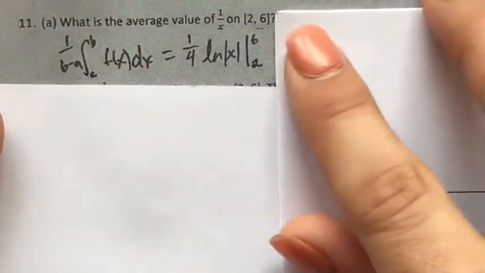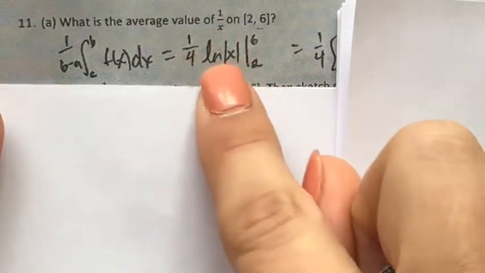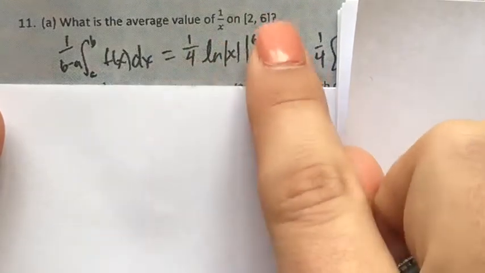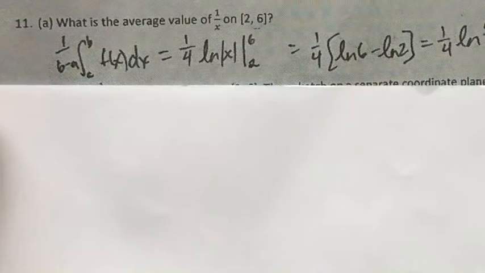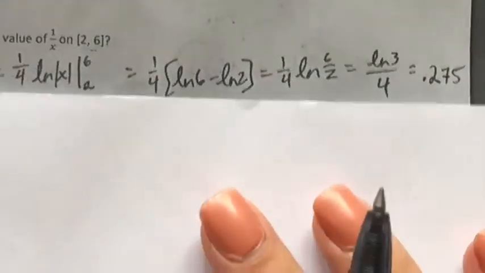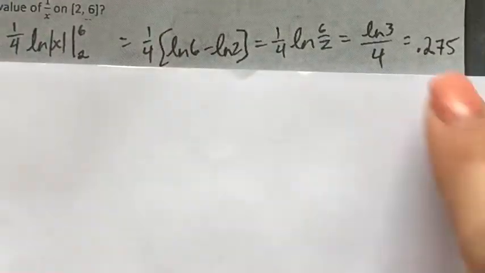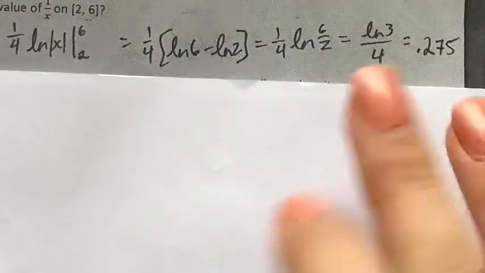Okay, so let's do it. So you integrate 1 over x and you get ln. Then multiply by 1 over 6 minus 2. So now you plug in, and you get that. I put that in my calculator for the next part.